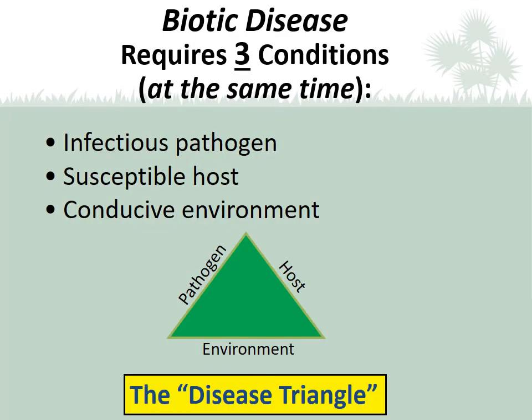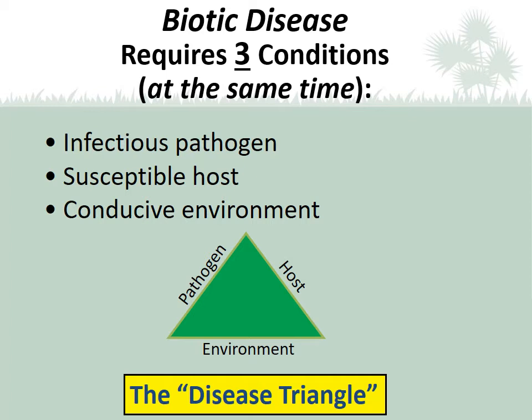So next, let's talk about the disease triangle. This is a very key point to remember when understanding plant pathology and diseases that infect a given landscape or garden. And so really it's the combination of three conditions for a biotic disease that we have to understand. We need three conditions. It's the infectious pathogen, a susceptible host, and a conducive environment. All three of these conditions must be met at the same time in order for a biotic disease to develop.